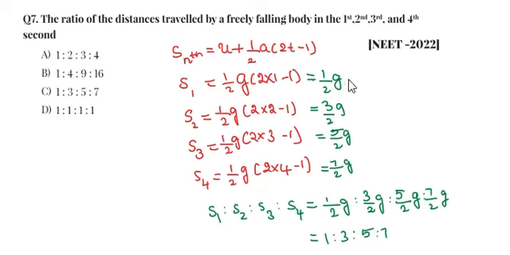So if we calculate, we will get S1 is equal to 1 by 2 g, S2 is equal to 3 by 2 g, S3 is equal to 5 by 2 g, S4 is equal to 7 by 2 g. So the ratio of S1, S2, S3 and S4 becomes 1 by 2 g, 3 by 2 g, 5 by 2 g and 7 by 2 g. So the ratio between these is 1 is to 3 is to 5 is to 7.